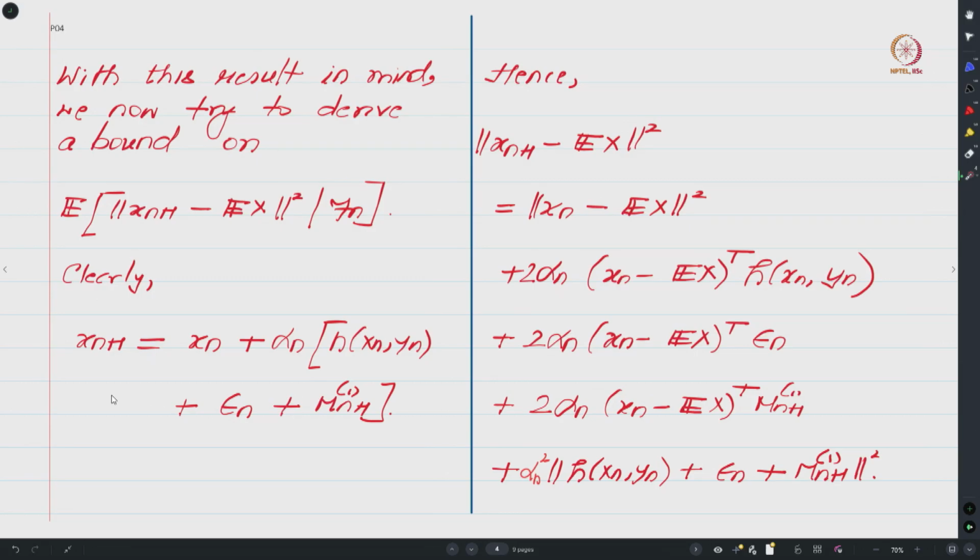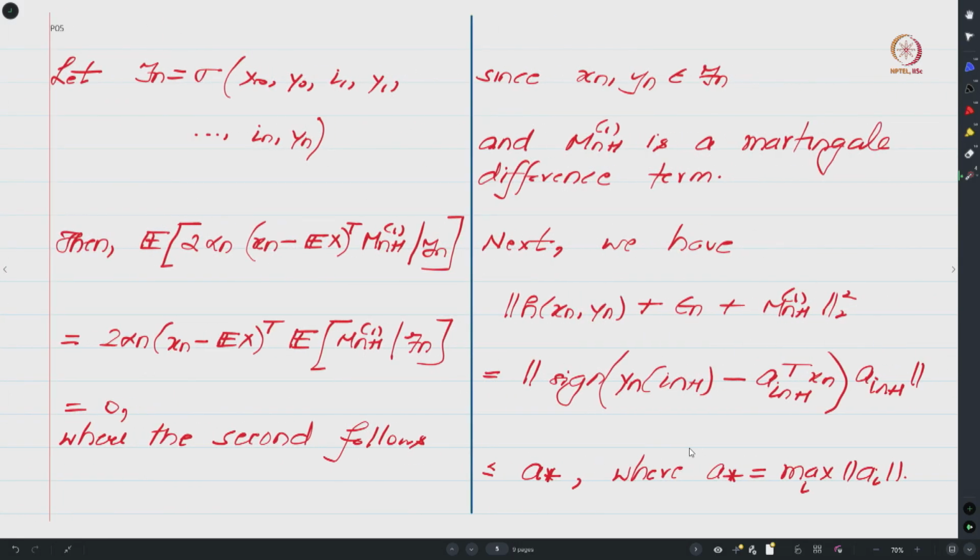So let us go back. Our goal was to take the conditional expectation of this expression, and on the right hand side we had 1, 2, 3, 4, 5 terms. Now this term over here is nice for our analysis, because if you take the conditional expectation of this term we end up with 0. So this leaves us with 1, 2, 3 and 4, and we will see how to deal with these 4 terms.